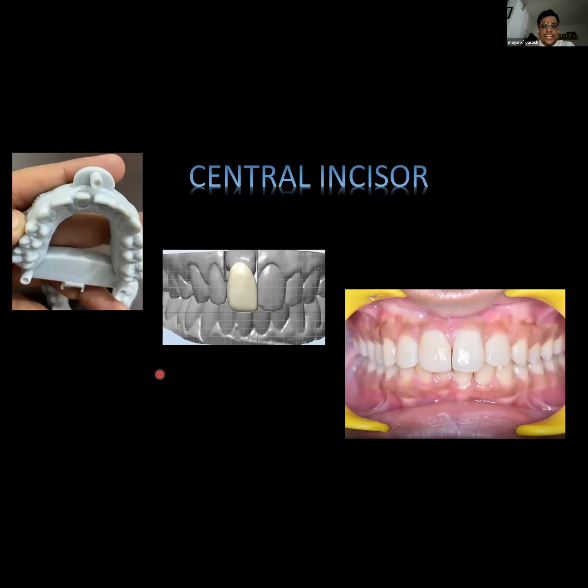Now, moving on to a case of a central incisor. As we know, it's very difficult to do shade matching of a central incisor. So this was done with a complete digital approach, where we did a tooth prep, then a 3D printed model or framework was made, and simultaneously the designing of the model was made in the laboratory, and this is how the final outcome looks. Because of using digital technology, the precision is extremely high.